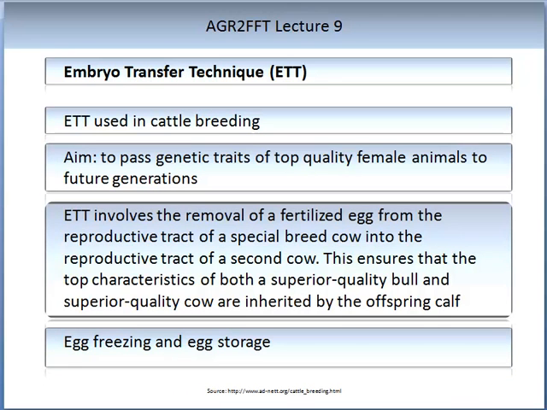The development of the embryo transfer technique is another milestone event in cattle breeding. With the arrival of this technique, it has now been possible to pass the genetic traits of top quality female animals to future generations. Embryo transfer technique can be abbreviated to ETT, and it involves the removal of a fertilized egg from the reproductive tract of a special breed cow and placing it into the reproductive tract of a second cow. This ensures that the top quality characteristics of both a superior quality bull and a superior quality cow are inherited by the offspring.